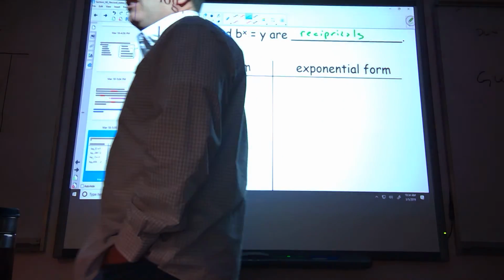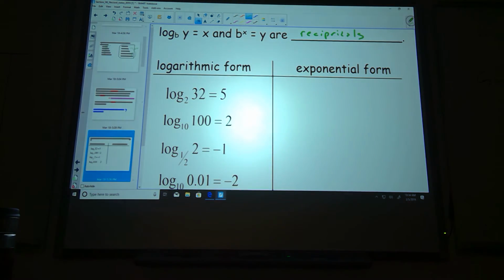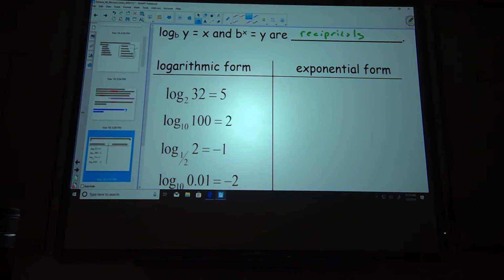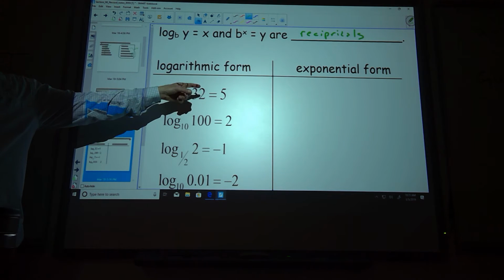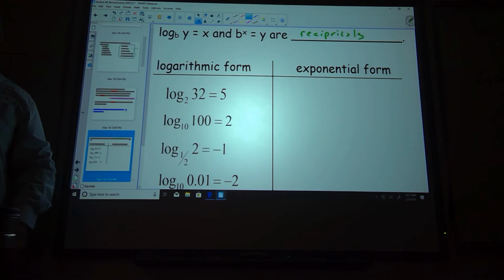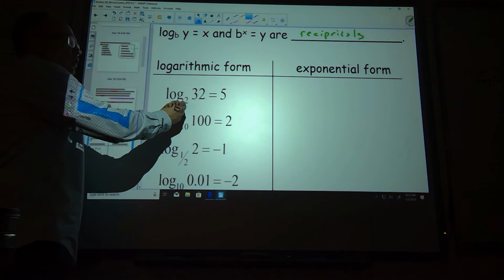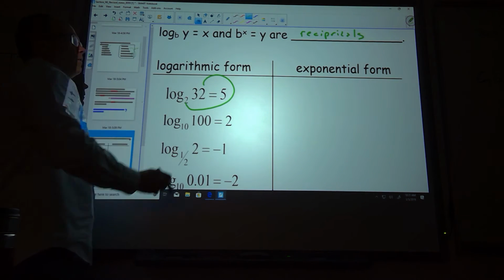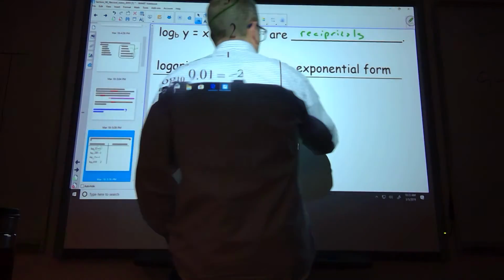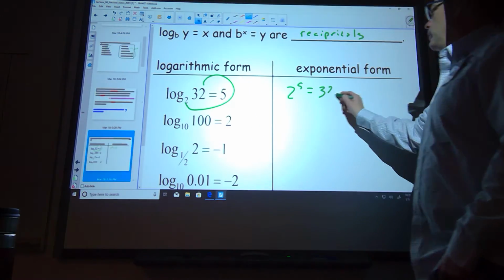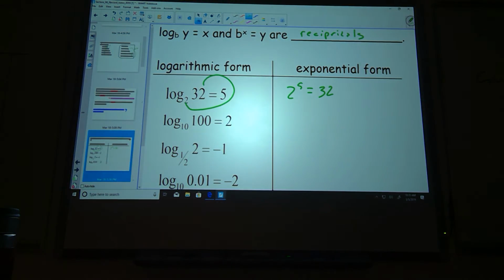I call this the seashell method. Y'all know the seashell? So ready? This is actually read as log base 2 of 32 is equal to 5. So that 5 is the exponent. I'm going to start here at base 2, and I'm going to make myself a shell. I know I'm not an artist. So that means exponential form is 2 to the 5th is equal to 32. Can you follow the path that I just went on my seashell?